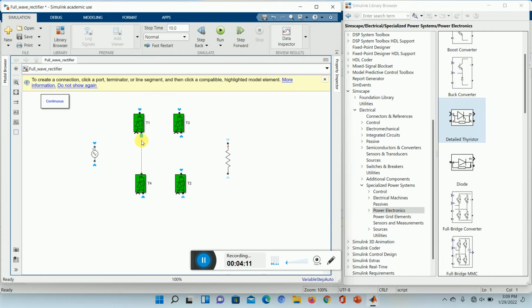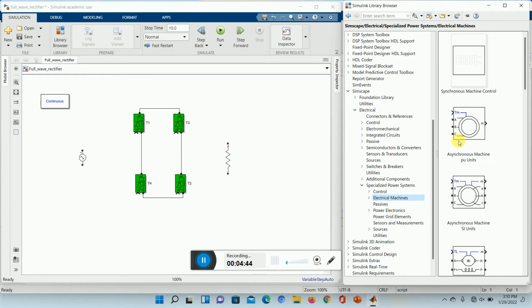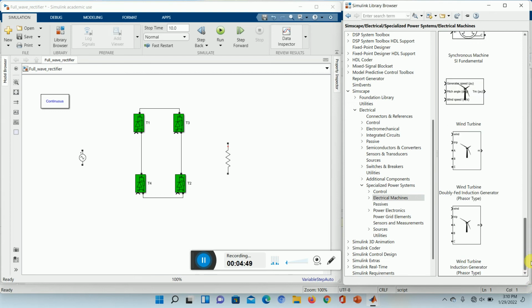Let us join. We can join here, terminal to terminal. Gate I have left because for the gate we will give a separate gate supply. Now this single phase supply, better if I can have a transformer. Where will I get a transformer?